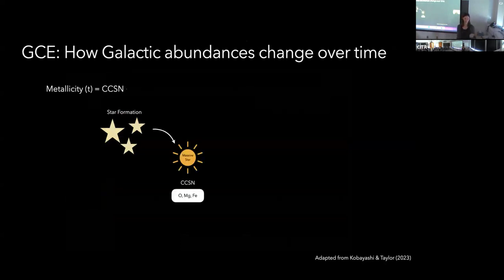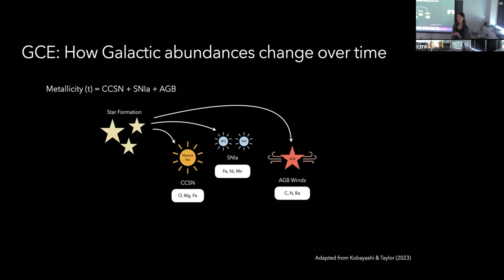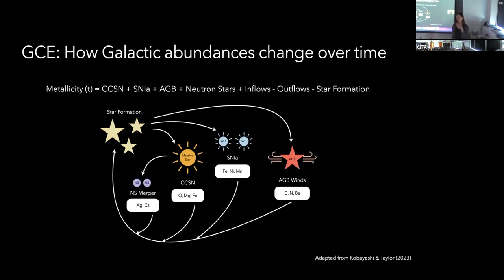So we try and describe the metallicity through star formation, and this stuff is coming from our core collapse supernovae, Type Ia supernovae, AGB star winds, merging neutron stars, and then all of this stuff is getting recycled back through many generations of star formation, coupled with inflows, outflows, dilution. All of these different star formation parameters are producing the abundance distributions that we observe in our Milky Way galaxy. So this is really a process that takes place over a long time.